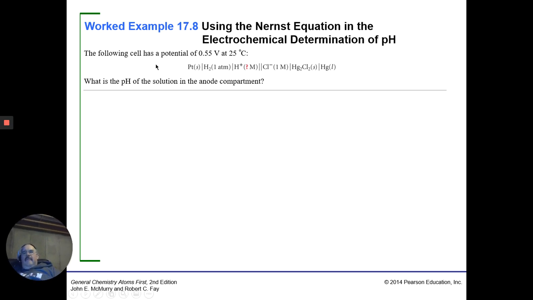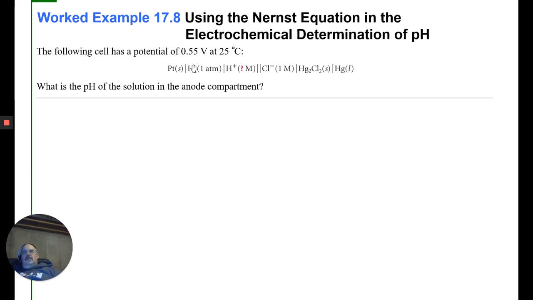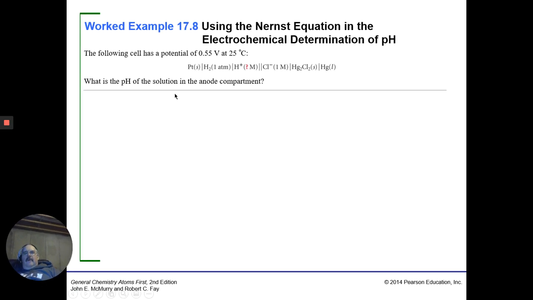Okay, so here we have a cell with a potential of 0.55 volts at 25 degrees. In the cathode compartment, we have mercury 1 chloride and mercury liquid metal. What is the pH? pH is minus the log of the hydronium or hydrogen ion concentration. So once we solve for this, we can then find the pH.